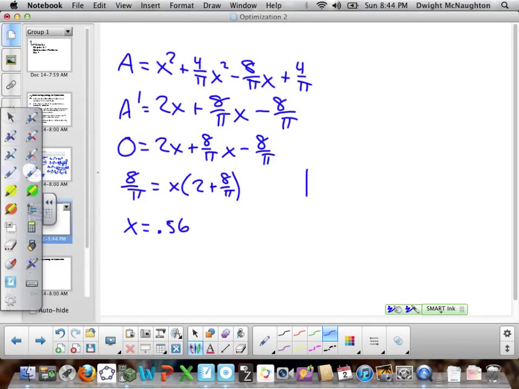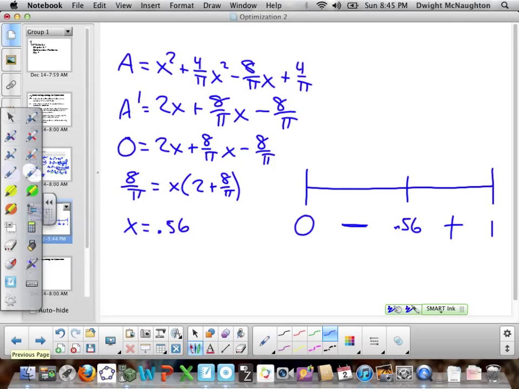And I'm going to build a number line, remembering my domain goes between 0 and 1. Because of the pi nature of this, you're going to want to use a calculator to do your plug and chug. So we're going to check between 0 and 0.56. I checked 0.2, and I got a value of negative 1.63. So that means in here it's negative. Between 0.56 and 1, I checked 0.6, and I got 0.18. So that means that's positive in there.